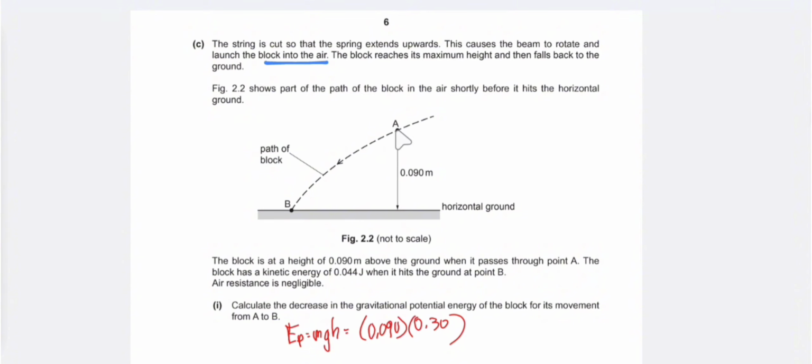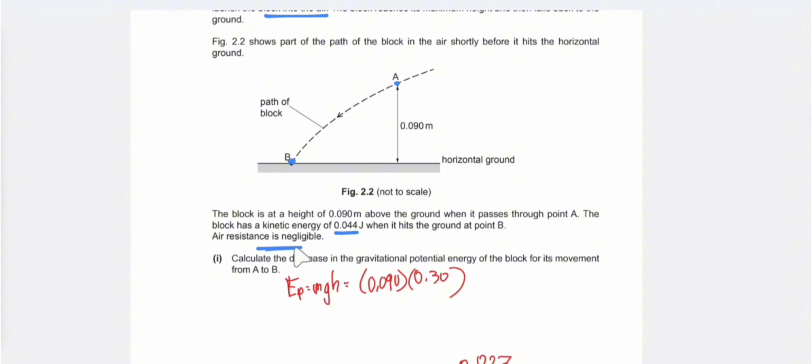So when it is at point A, at any random point A, it is at a height of 0.090 meter. The block has a kinetic energy of 0.044 joules when it hits the ground at point B. So when it hits the ground at point B, it has the kinetic energy given. And the air resistance is negligible. That means there is no resistive force due to air resistance.